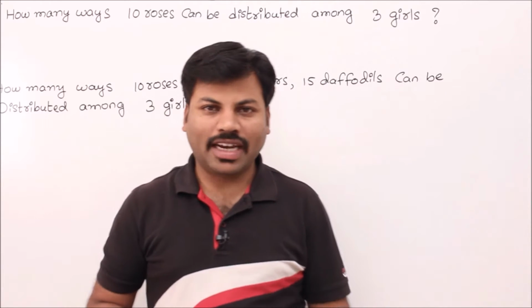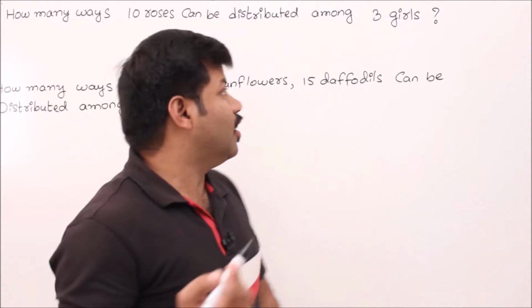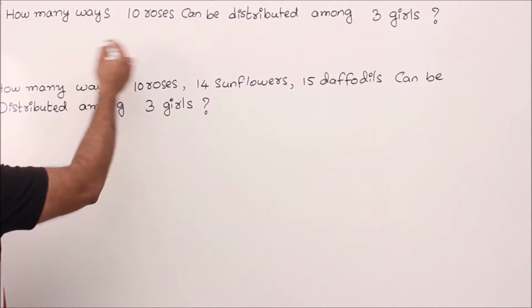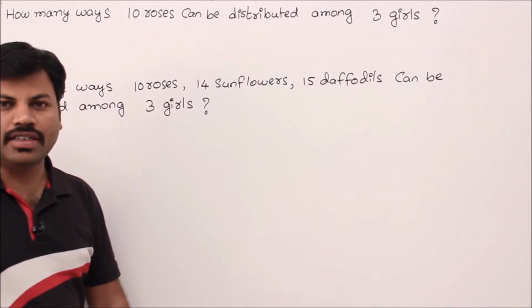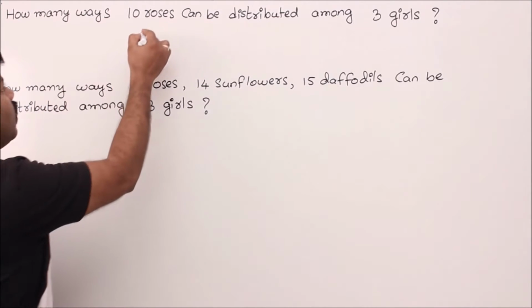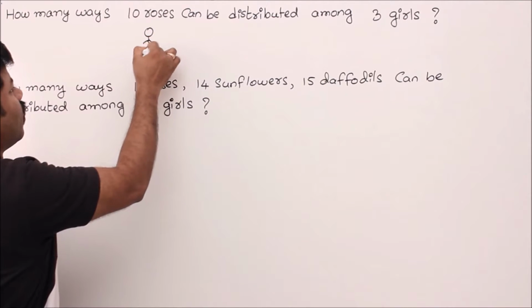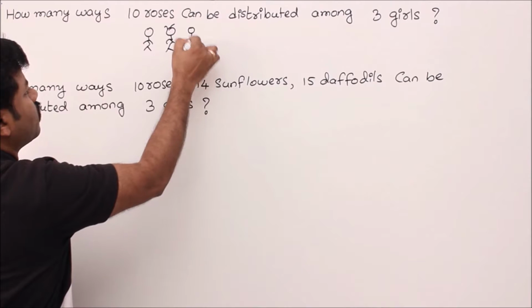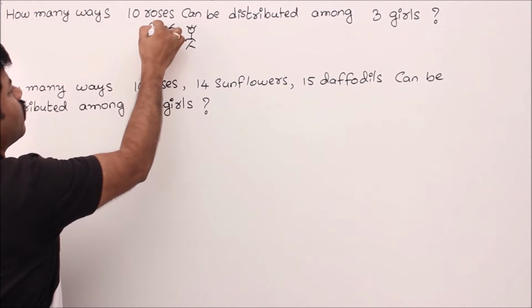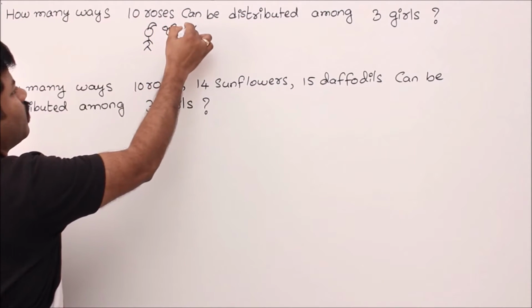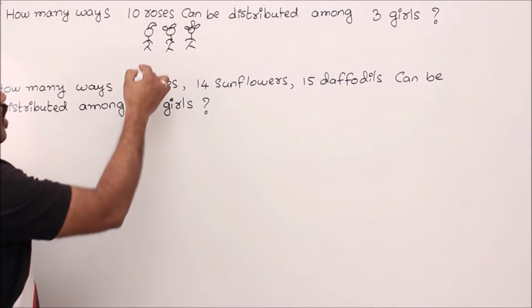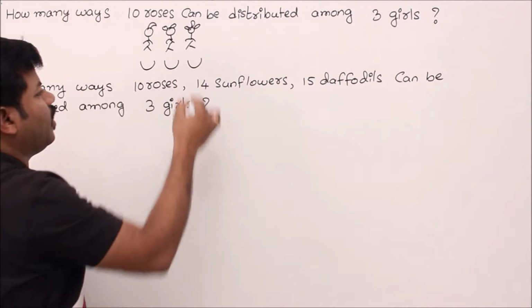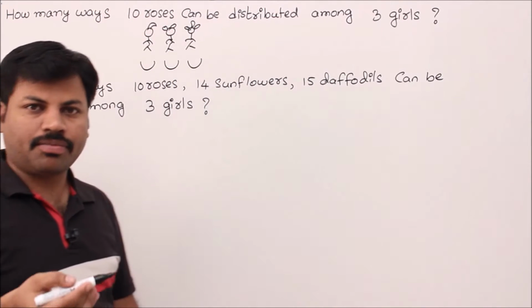Now we'll see problems related to template number 4. First problem: how many ways can 10 roses be distributed among 3 girls? Let's say there are 3 girls, 1, 2, 3. We have to distribute the flowers, right? I don't know how to solve it.